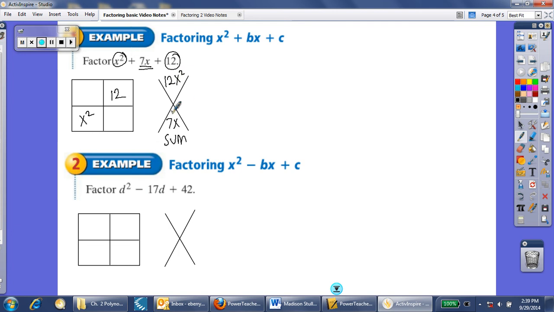The term up here, this is the product of the first and the last terms, 12x squared. Completing the sides of the x, to get 12, it's 3x and 4x. 3x times 4x is 12x squared. When I add 3x and 4x, I get 7x. Fill them into your box.